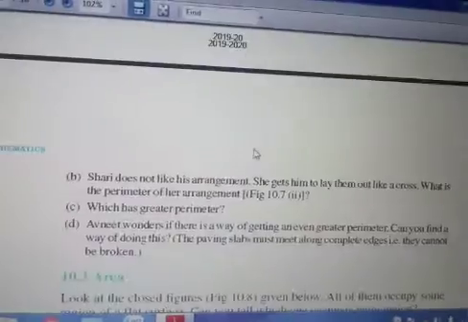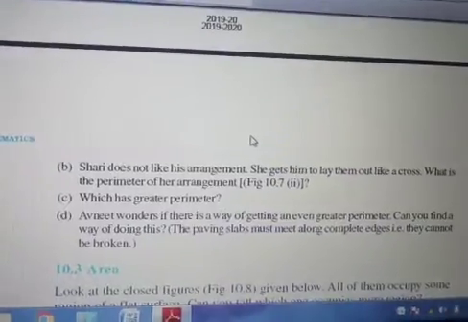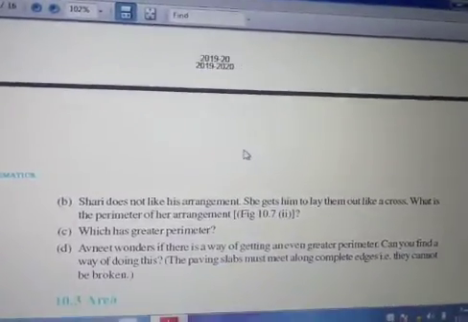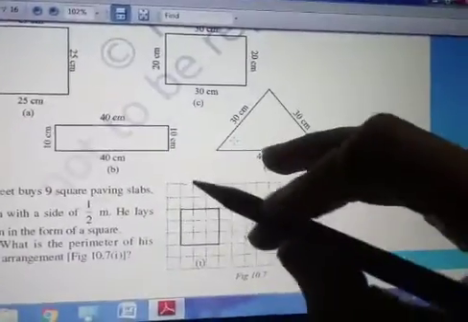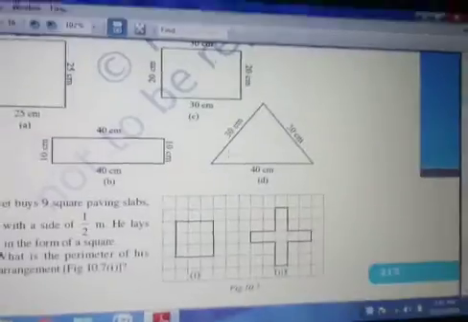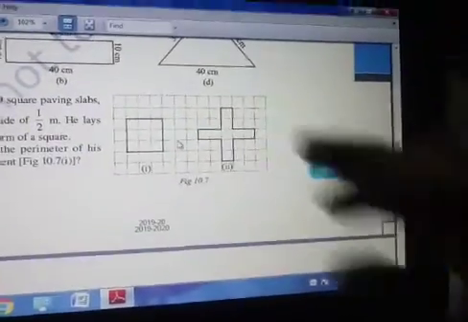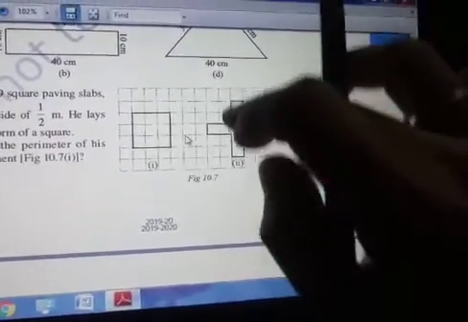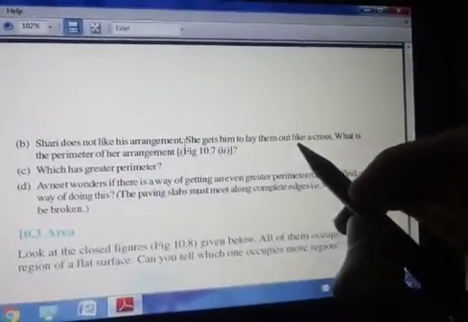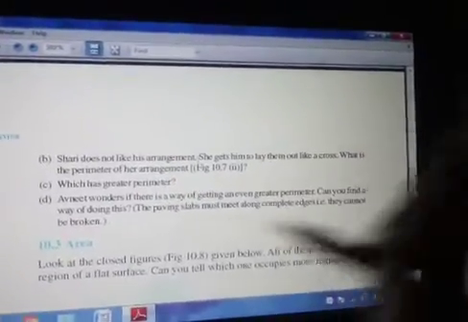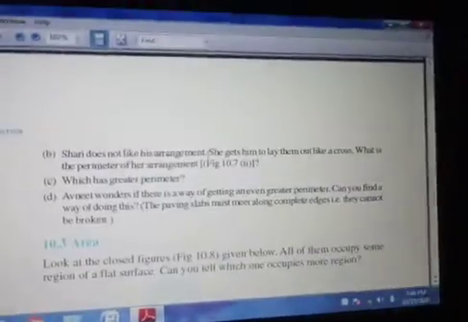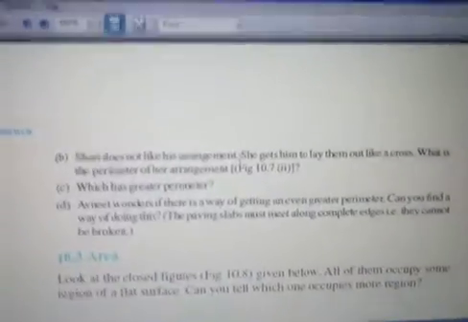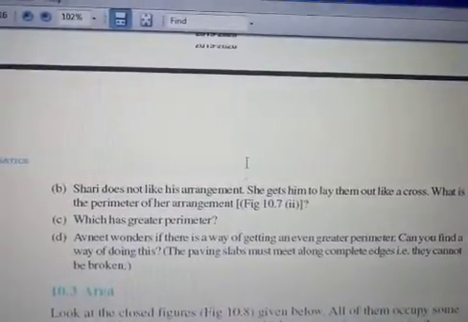Next, Shari does not like this arrangement. Another person, Shari, doesn't like this arrangement, so she wants to make it like a plus shape. She wants to make these 9 small slabs into a plus shape. So she gets him to lay them out like a cross. Cross means like plus. What is the perimeter of her arrangement? So we should find the perimeter of Shari's arrangement.